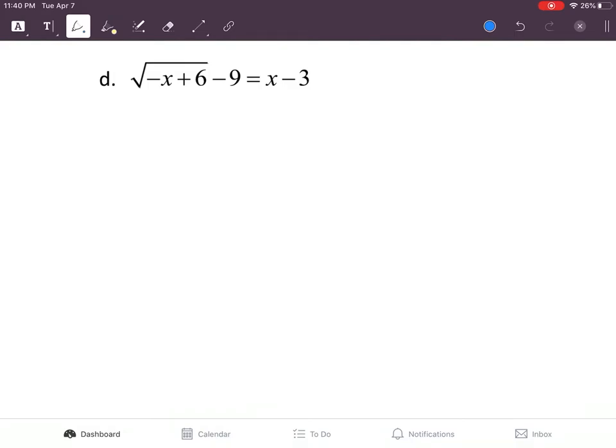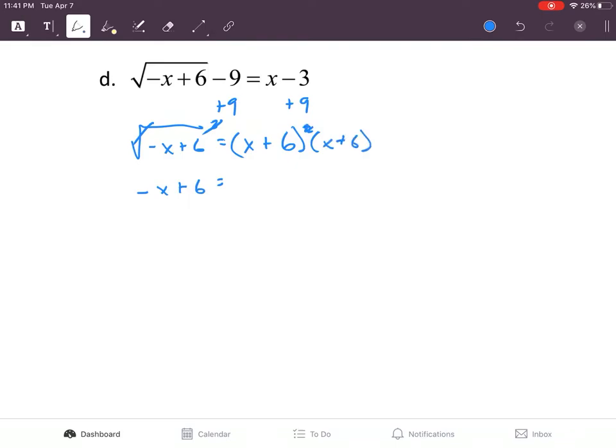All right, the next one. Before we can square both sides, we have to add 9 to both sides. So we have the square root of negative x plus 6 equals x plus 6. Now that the radical is by itself, we can square both sides. Square root and square go away. We're left with negative x plus 6. On the right-hand side, we have to multiply x plus 6 times itself.